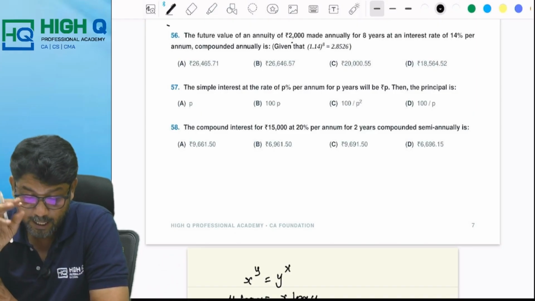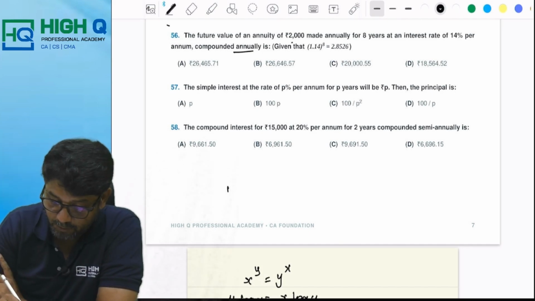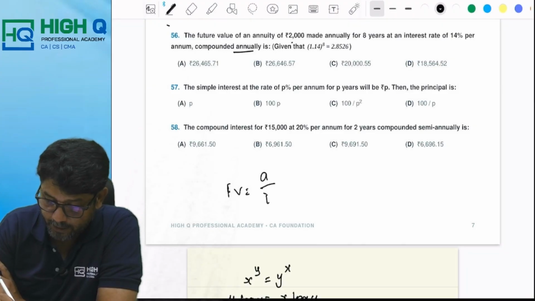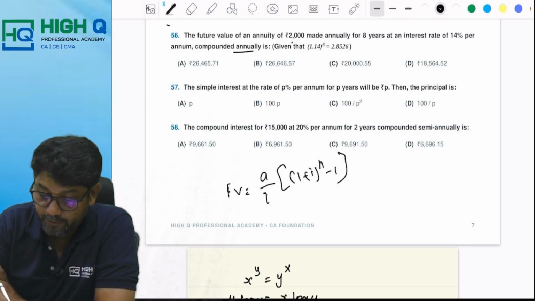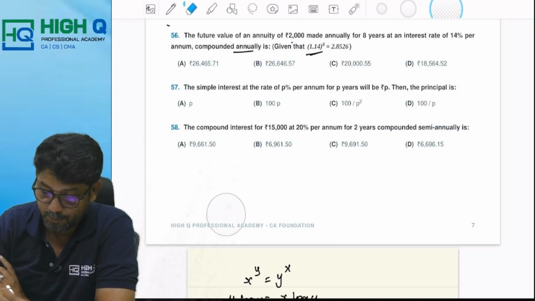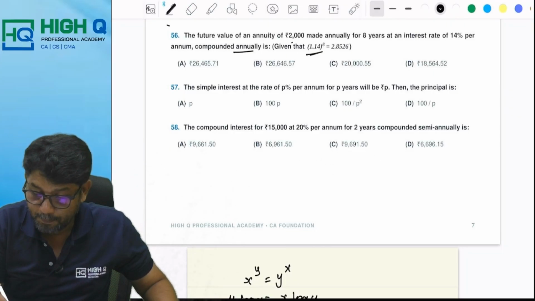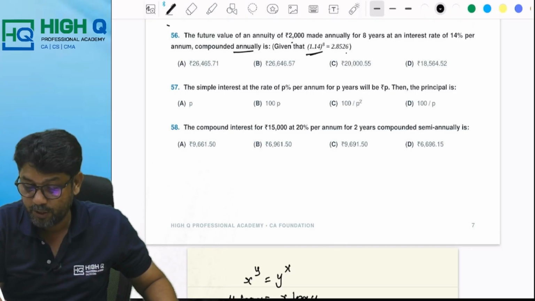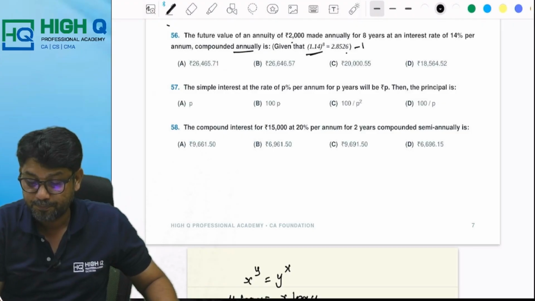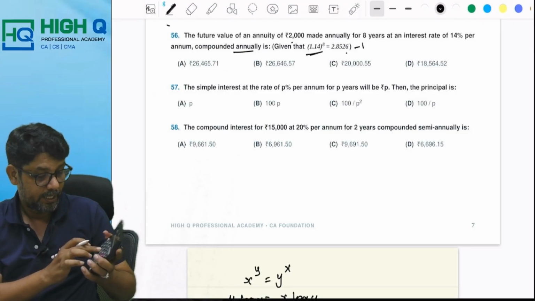Next, the type of annuity is not given, which means it is a regular annuity. At the end of the period only we need to take. And compounded annually is also given. Wow, fantastic. So simply, the future value formula is equal to A by i into (1 plus i) whole power n minus 1. Here, even the value of 1 plus i whole power 8 is also given. So you need not worry about anything. Simply we can use the calculator. 1.14 whole power 8 is 2.8526, right? Minus 1, which is 1.8526.